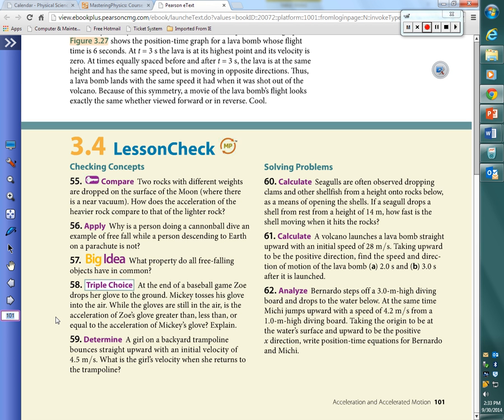However, let's make sure we clarify. Number 55. Two rocks with different weights are dropped on the surface of the moon, where there is a near vacuum. How does the acceleration of the heavier rock compare to that of the lighter rock?